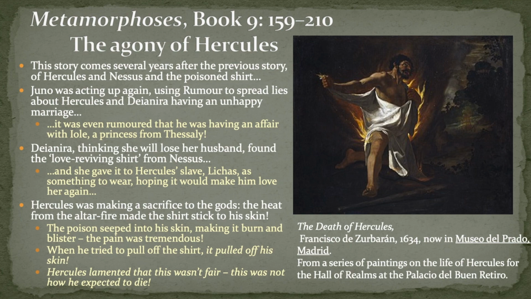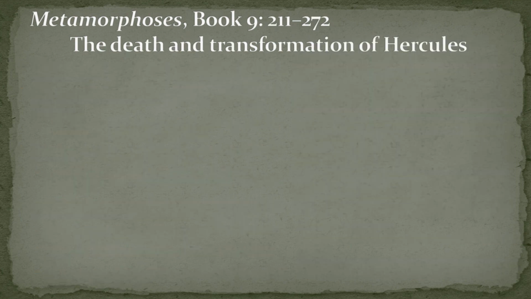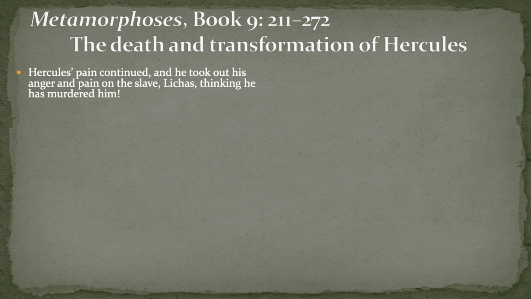prescribed source, the death and transformation, metamorphosis, of Hercules. Hercules' pain continues into the story, and he takes out his anger and pain on the slave Lycas, thinking he has basically murdered him, and he hurls Lycas into the sea. If you've read Roald Dahl's Matilda, it's a bit like the Trunchbull, who picks up the poor little girl with the pigtails and swings her around like the hammer and throws her very, very far away. Imagine that. That's what Hercules does to Lycas.